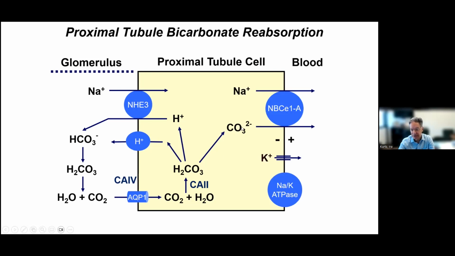And carbonate leaves the cell on another protein that we've done a lot of work on in my laboratory. It's called NBCe1A, but it's a cause of proximal RTA in humans when it's mutated. It's one of the genetic causes of proximal RTA. It's not involved with Fanconi syndrome. You just get a pure proximal RTA. Patients' bicarbonates are 11, 12, 13, very, very low, because they can't absorb bicarbonate in the proximal tubule.